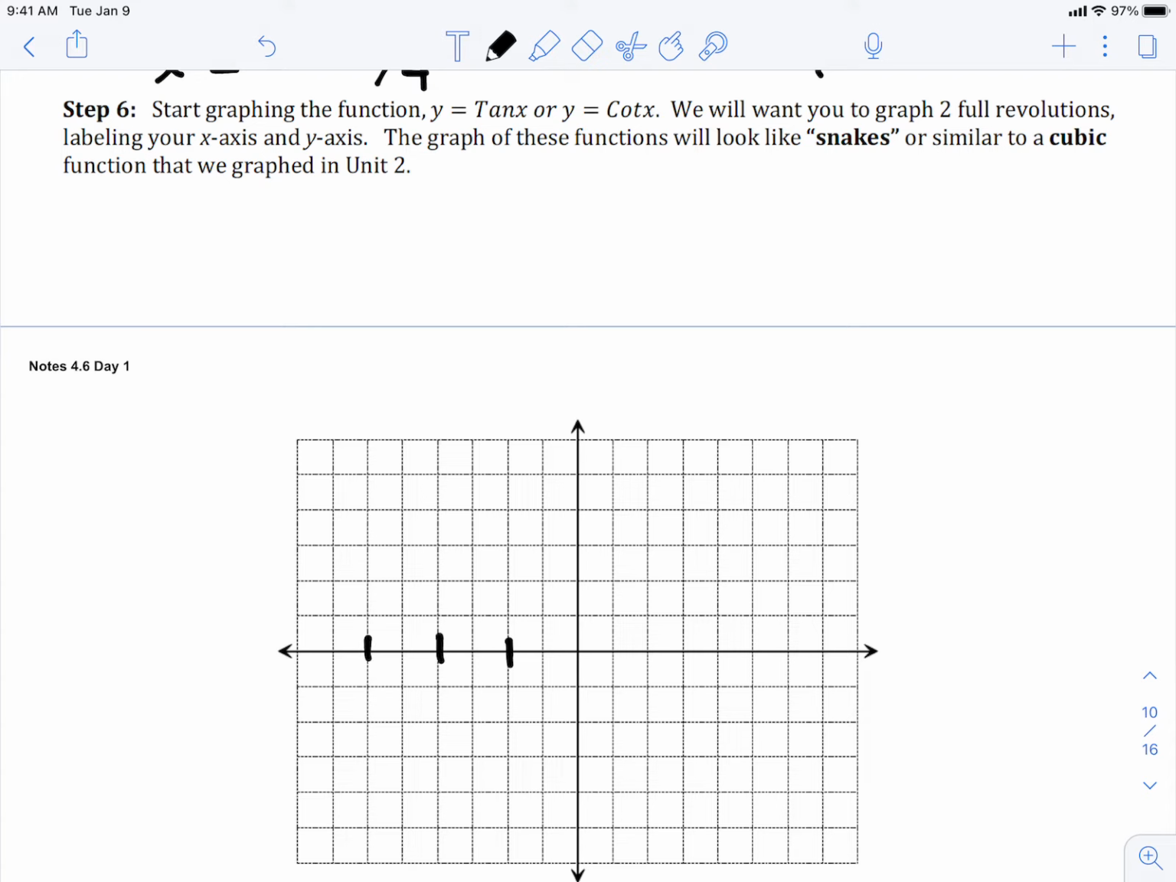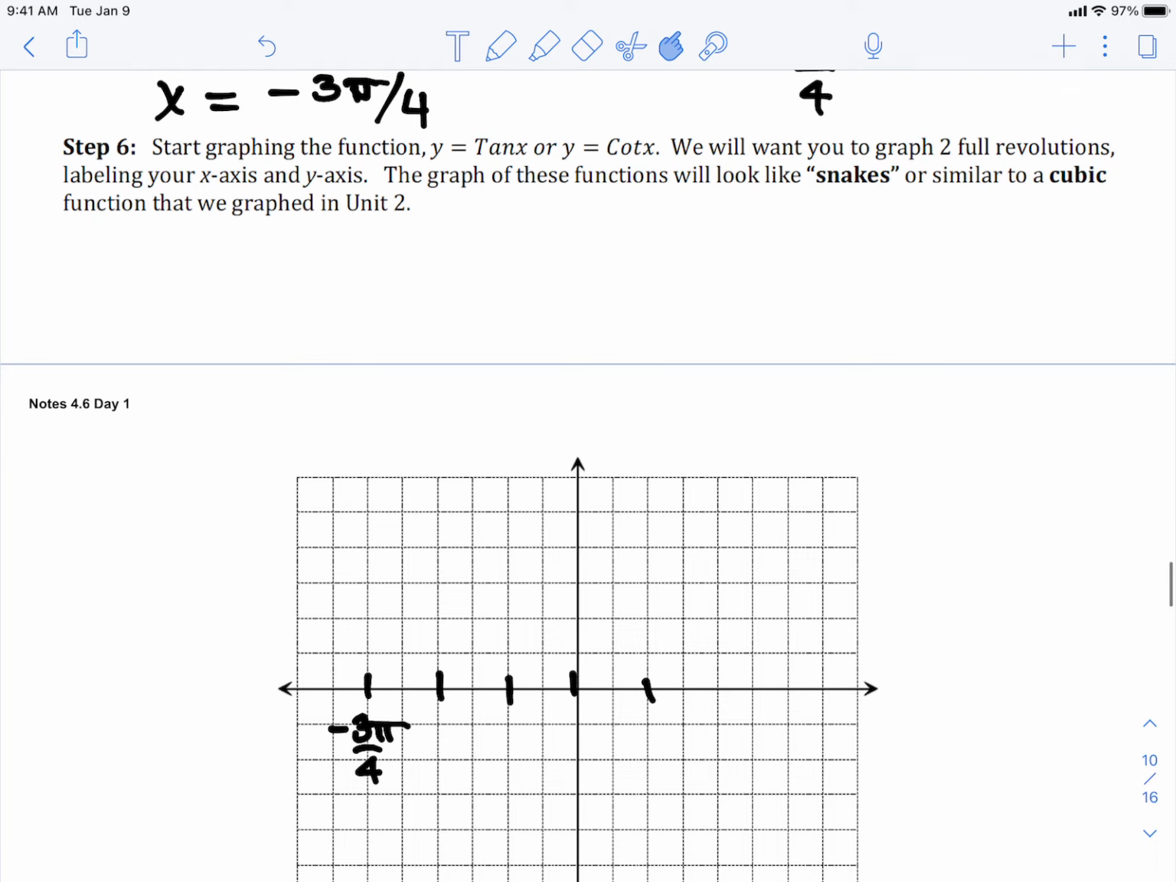So I'm starting to create on my y-axis my increments. This is negative 3 pi over 4, and to the right of the vertical axis is pi over 4. Now, how many increments you need is 4. So remember the period was a distance of pi. So if you split that by 4, each increment is pi over 4. So this would be 0, negative pi over 4, negative 2 pi over 4.